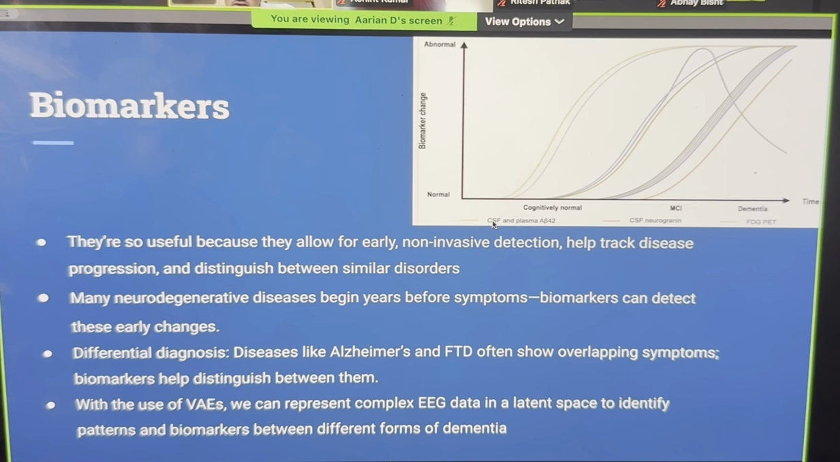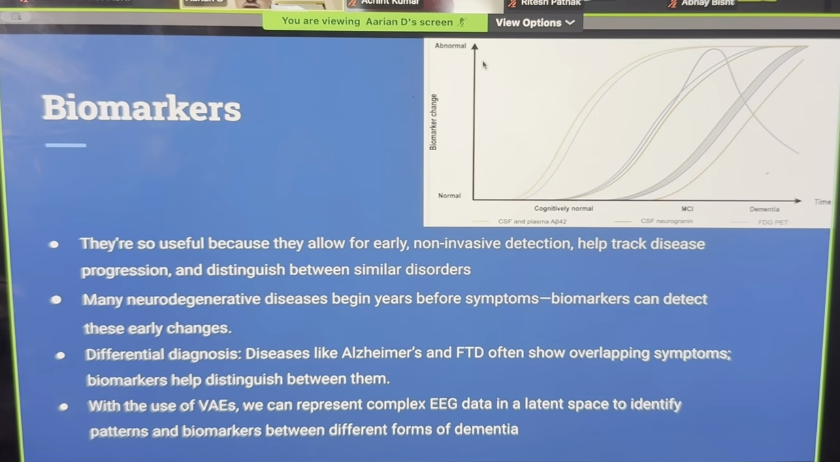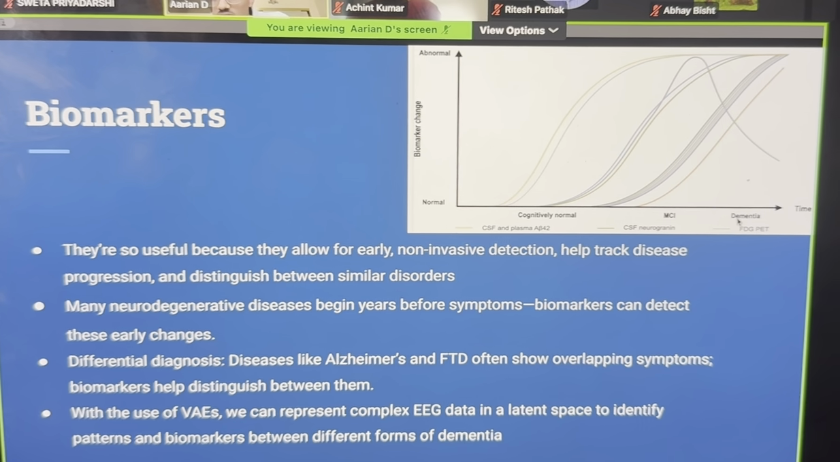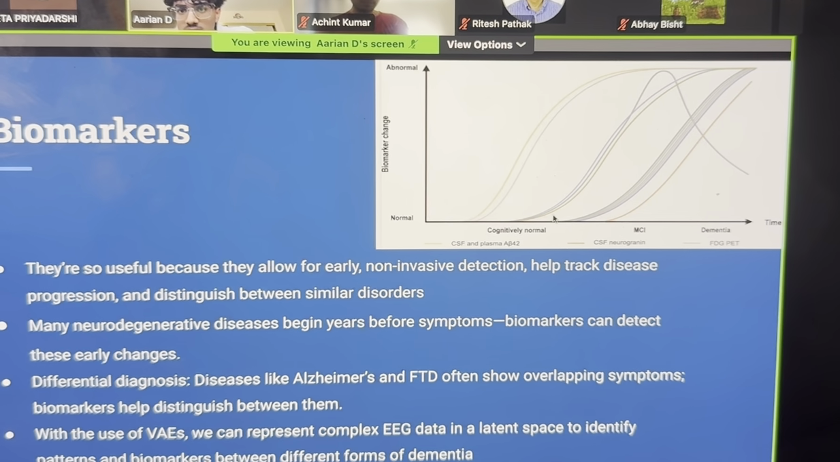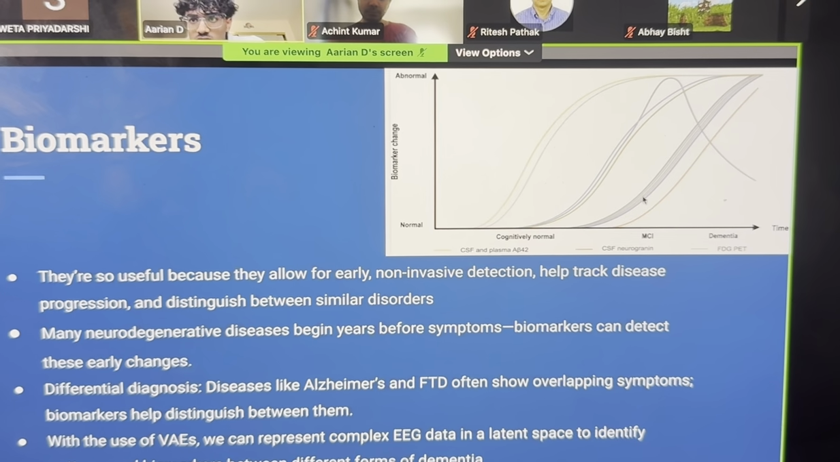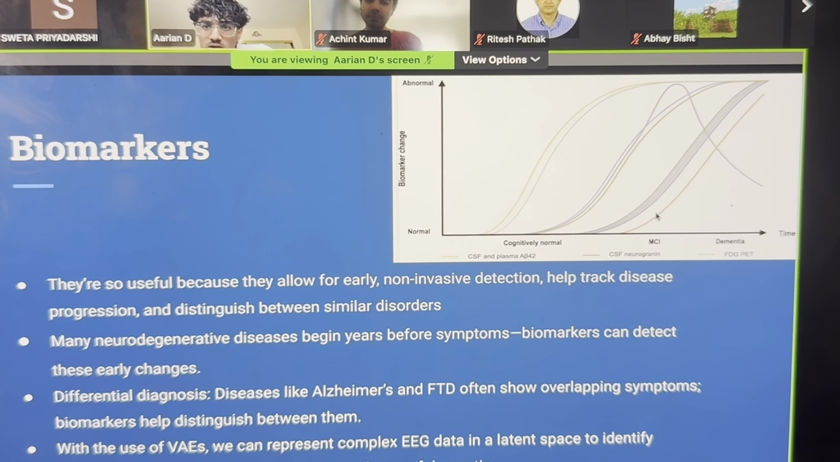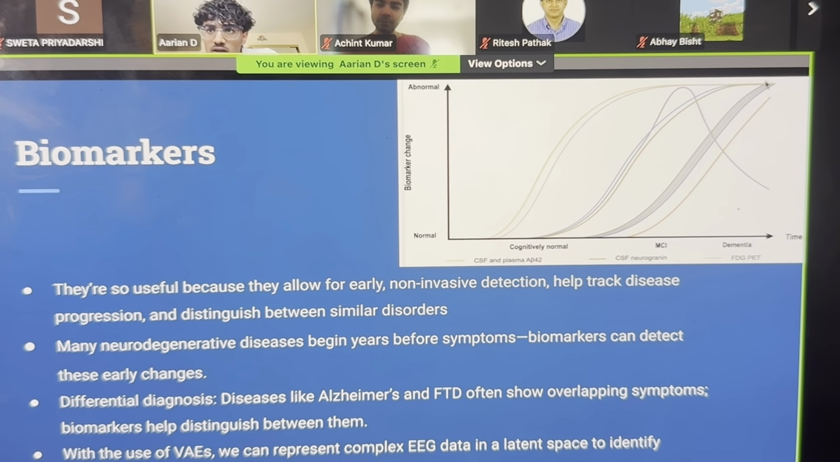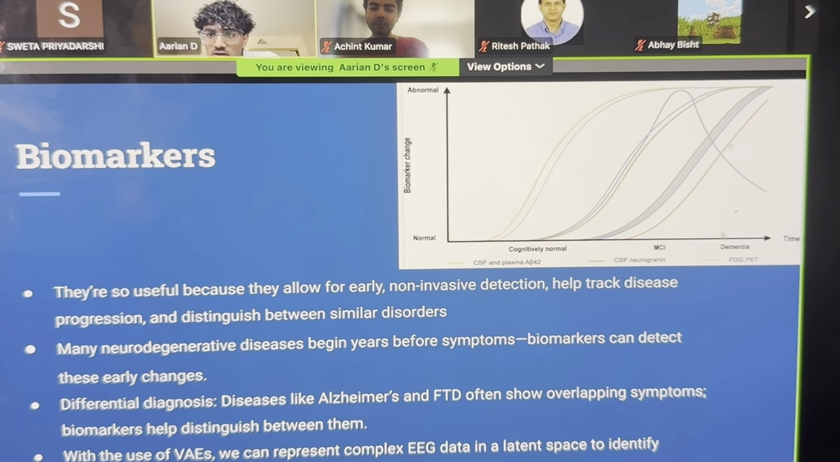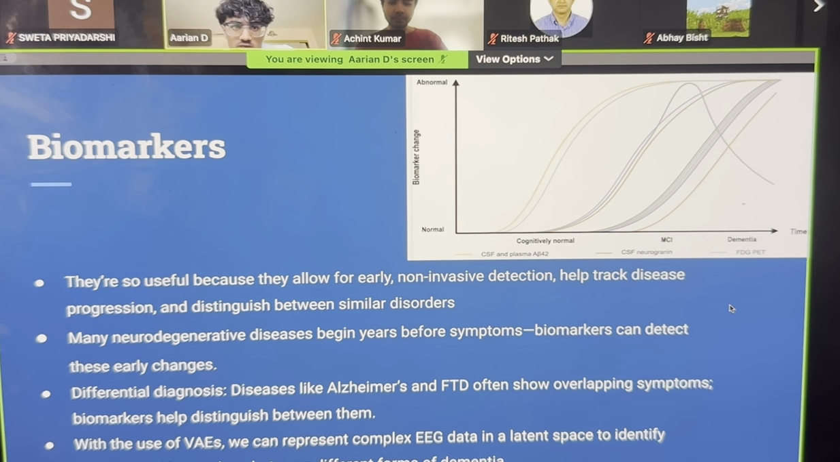On this chart, you can see that this is normal and this is abnormal. And here's an example of dementia. As it goes up, it's showing how it's changing, mutating from a normal pattern to abnormal, as it shows here. So that's kind of what a biomarker is.